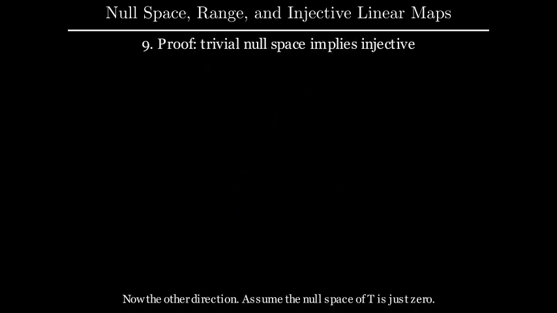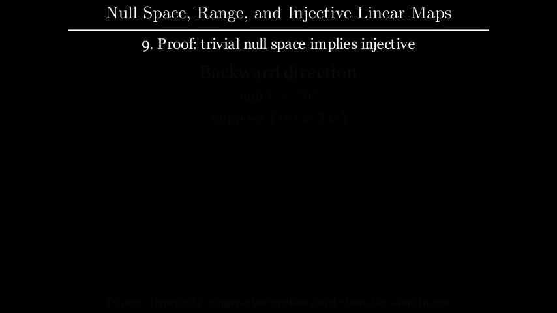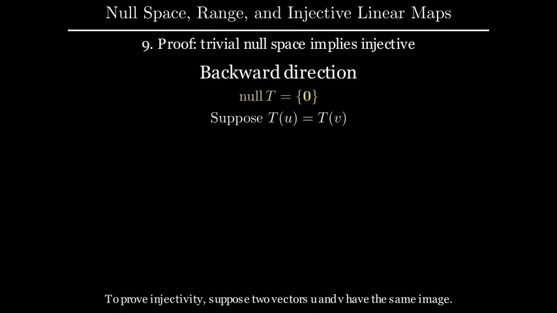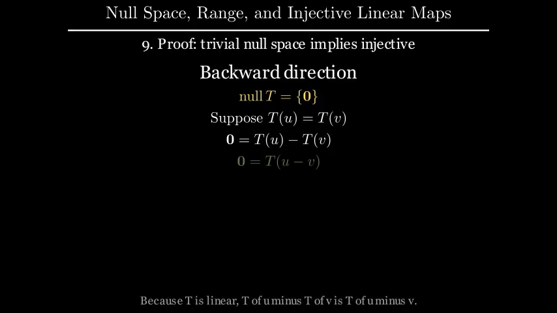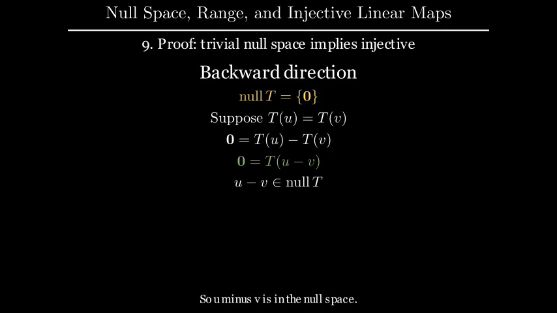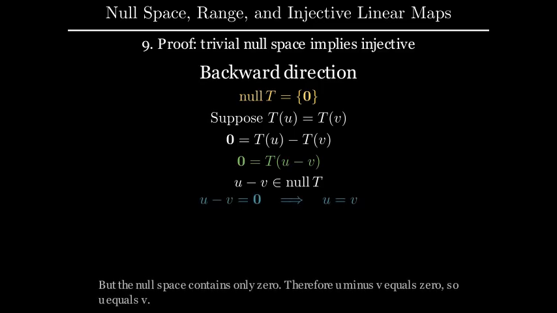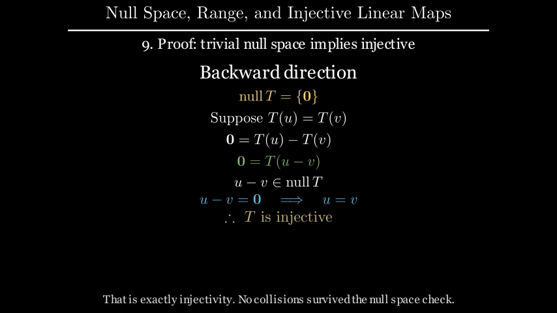Now the other direction. Assume the null space of T is just 0. To prove injectivity, suppose two vectors u and v have the same image. Subtract the two outputs. Since they are equal, the difference is 0. Because T is linear, T of u minus T of v is T of (u minus v). So u minus v is in the null space. But the null space contains only 0. Therefore u minus v equals 0, so u equals v. That is exactly injectivity. No collisions survived the null space check.